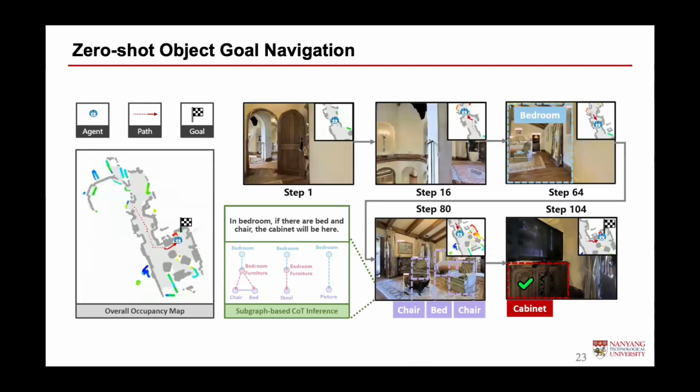So this is a visualization of our zero-shot goal navigation. This is the occupancy map here, and we will build a hierarchical scene graph during the navigation process. So you can see after the bedroom node, this is a room-level node, we have a bedroom furniture. This is a group node, and after that we have a chair and a bed during the whole navigation process. And using that we find the cabinet finally.